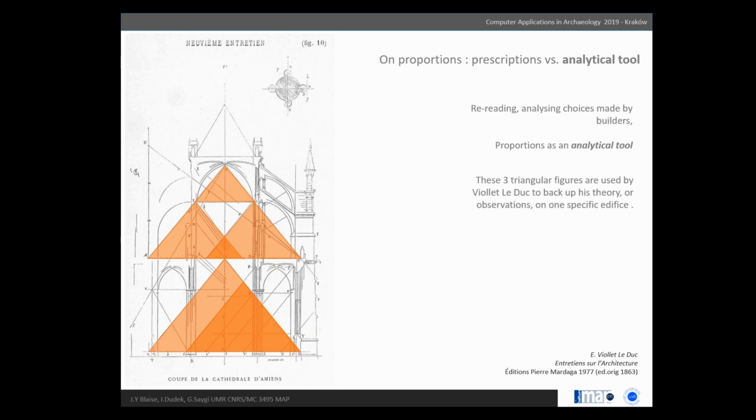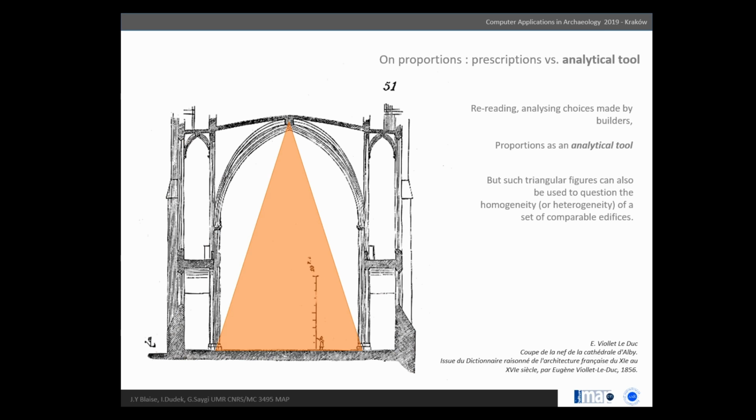This is a triangular figure he uses to try and analyze the way a Gothic cathedral is built. So what he does is, okay, draw triangles like this, and then shows the relations, the proportions between the various parts of the edifice. Now, Viollet-le-Duc does it for one edifice, but you can use this same way of reasoning when you want to compare edifices. Let's take his triangle and use it to observe how naves of Gothic cathedral compare to one another. This is the figure we will use.